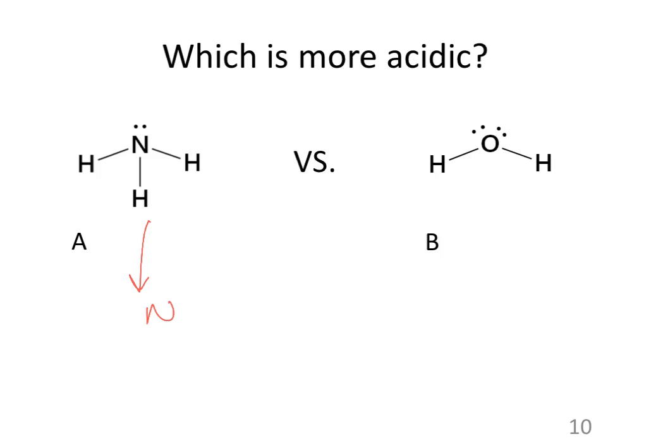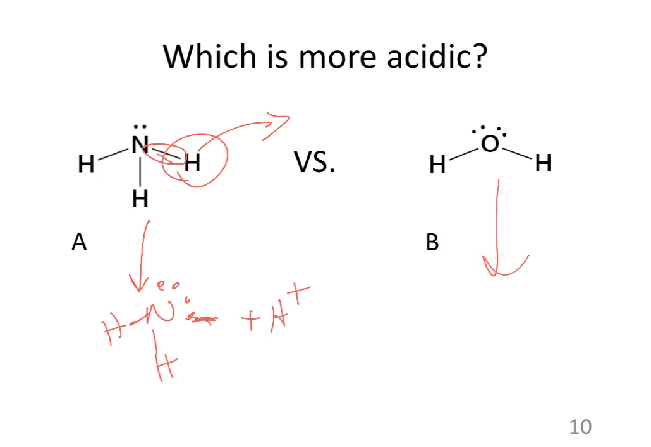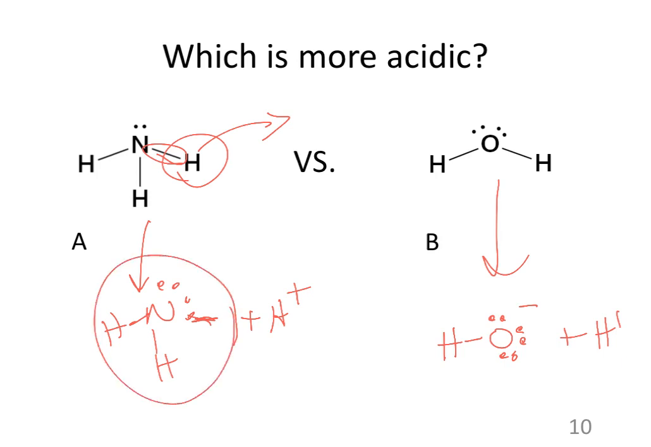If this gave away one of its hydrogen atoms, now remember it's just the hydrogen ion that it gave away, so if we take away H+, we're left behind with these two electrons and a negative charge. If water were to serve as an acid, in other words, give away H+, we would be left with an extra lone pair of electrons and a negative charge. So you have to draw the product of what it would make, and then you have to ask yourself, which one of these products is more stable?